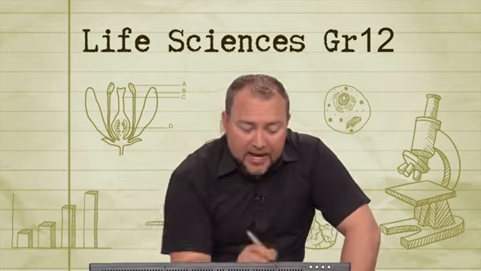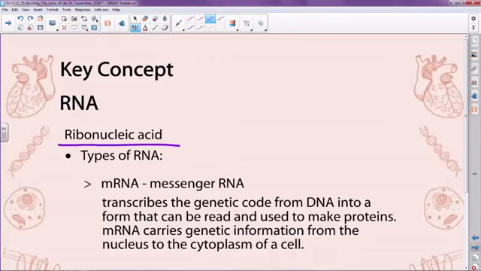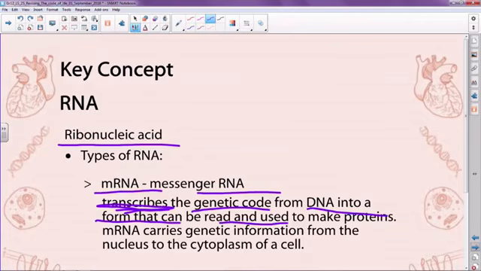RNA as it is, okay? It stands for ribonucleic acid. Okay, there are different types. If we have a look, there's mRNA, which is your messenger RNA. And your messenger RNA is exactly that. It just carries a message. So it transcribes, a very, very important word to remember. It transcribes the genetic code from DNA into a form that can be read and used to make proteins. That's the biggest thing about RNA.